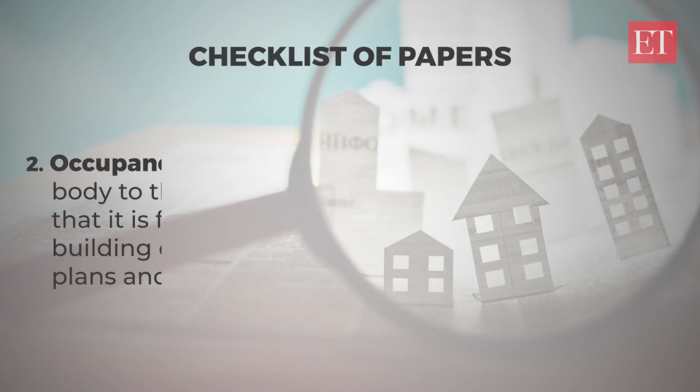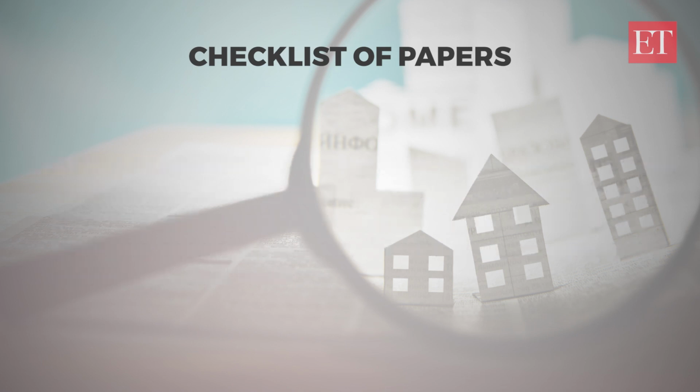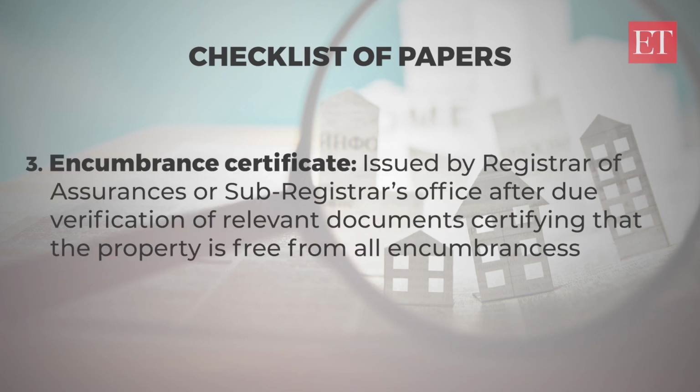Next is the occupancy certificate. This is something you get when the property is completed. It specifies that it is fit for the occupier, and tells you that it has complied with all possible construction plans and any other local laws. Another thing is the encumbrance certificate. Whenever you're buying a property, it is a good idea to see that the property is not accompanied with any other claims or titles to the property. So this certificate will certify that the property is free from any such encumbrance.